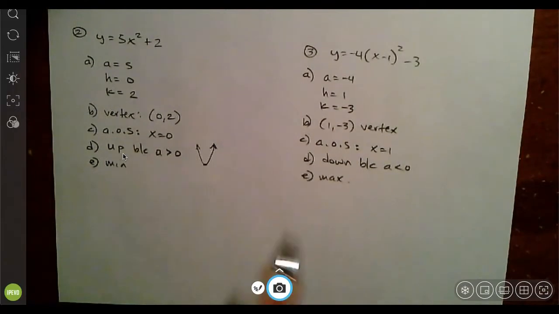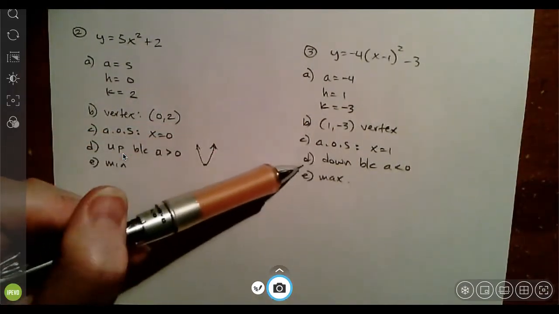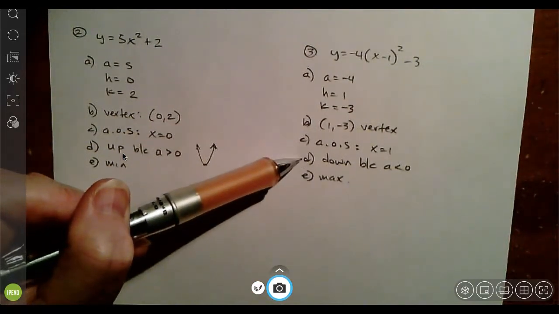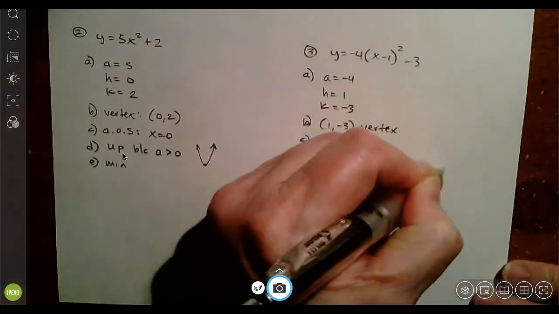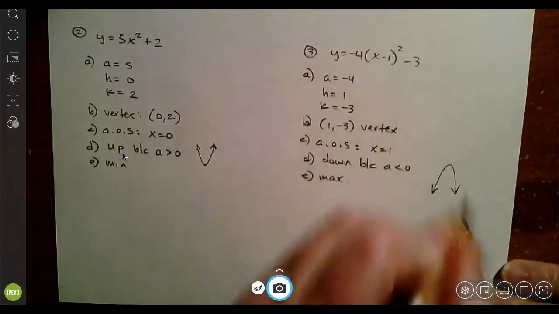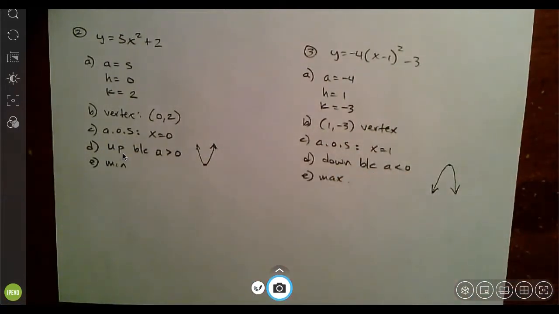And then for number 3, here are your values of a, h, and k. And then this parabola will open down because a is negative. So this one's going to be this way, so it opens down, which makes our vertex a maximum.